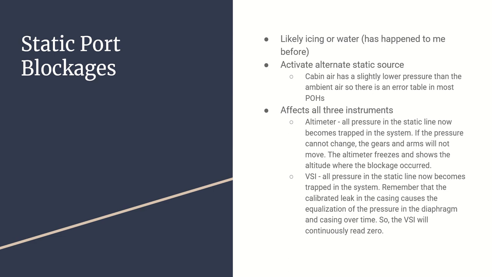If we think about the nature of the VSI, we know that the diaphragm and the casing are designed to reflect different pressures when the ambient pressure outside is changing, right? The diaphragm immediately reflects the pressure outside, while the casing is a few seconds behind. So anytime there's a disparity in those pressures, the VSI reads a climb or a descent rate. If we've been at level flight, then the pressure between the diaphragm and the casing should be equal, okay?